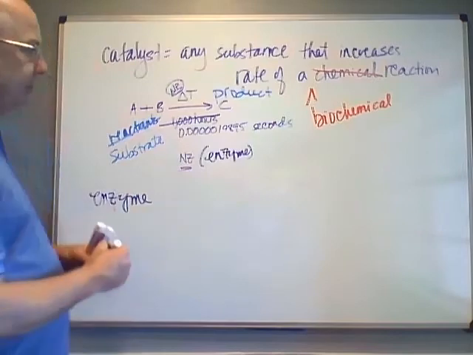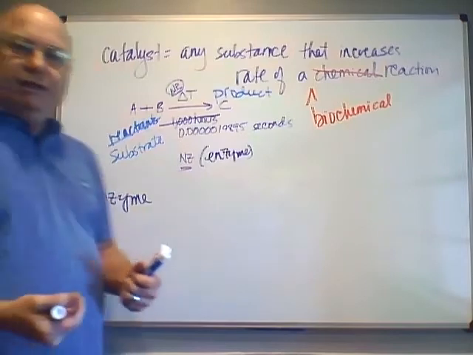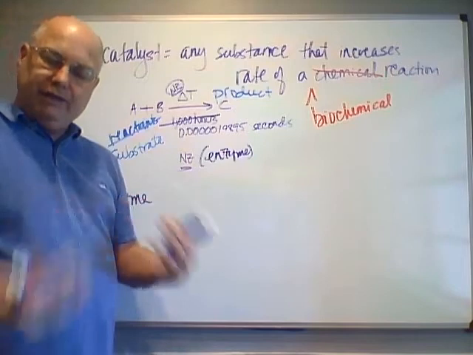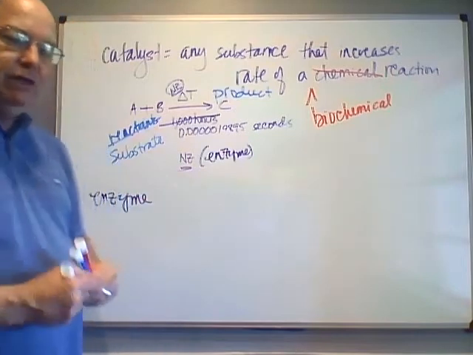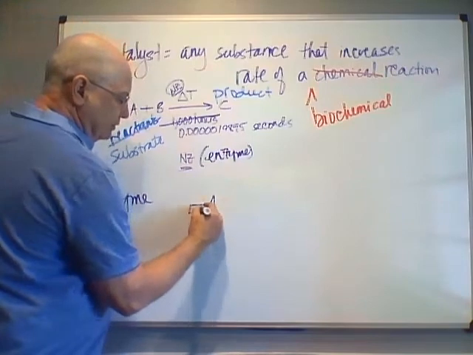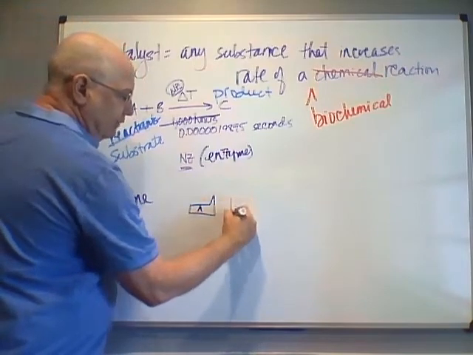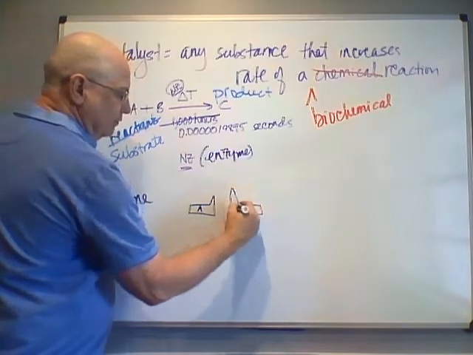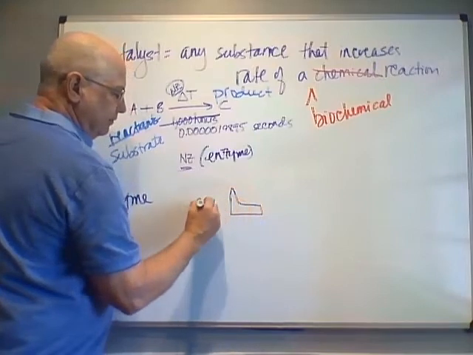Now, the active site is the region on the enzyme where the catalytic or the enzyme activity takes place. So let's say I have two substances shaped like this. I have substance A and I have substance B. They have some three-dimensional shape, right?